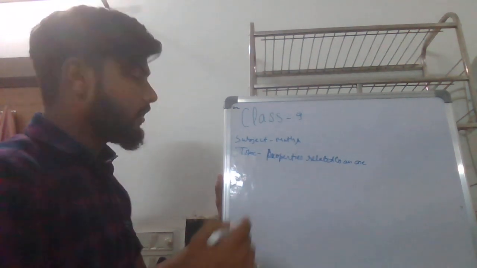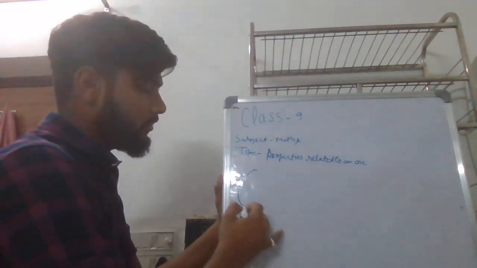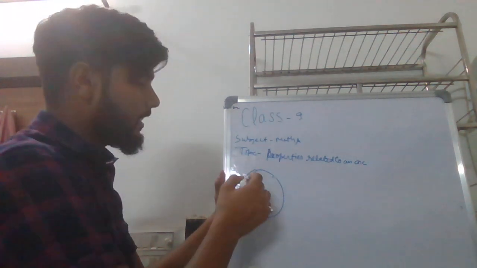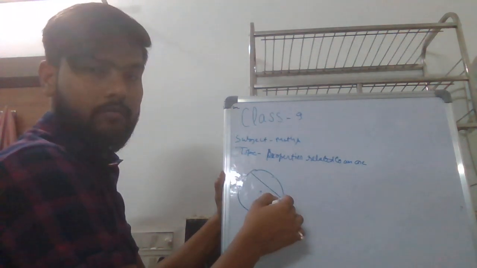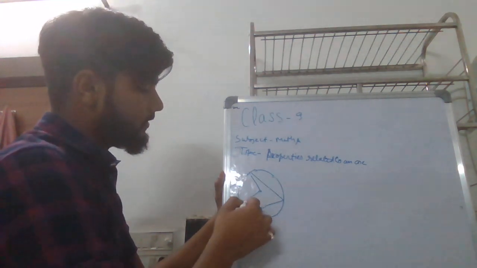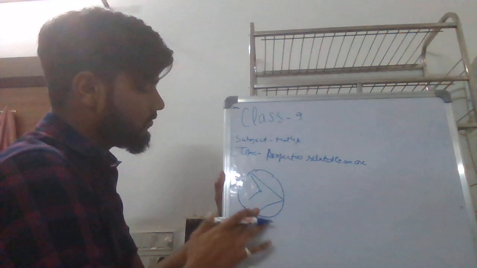So here is the construction. First we need to draw a circle, and then we mark a point as A. Then we make an arc like this. Wait a minute.